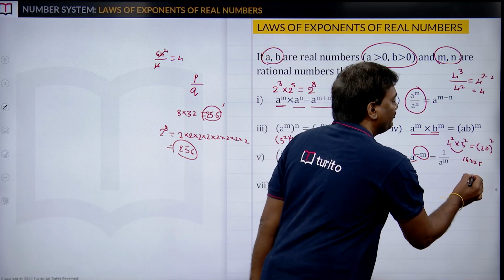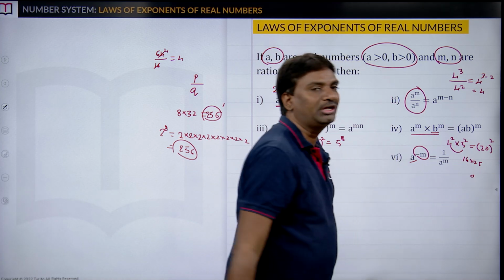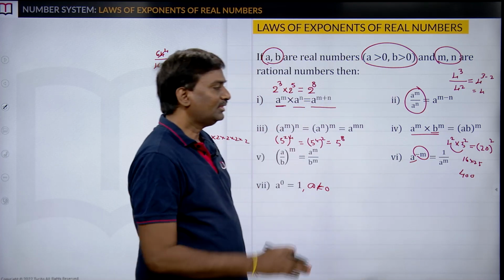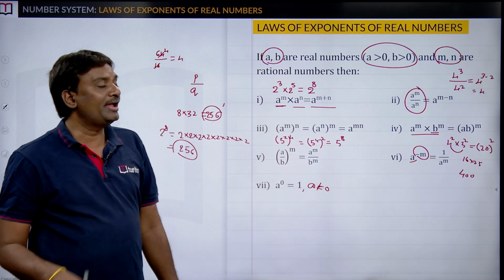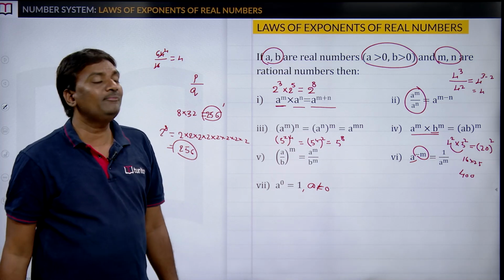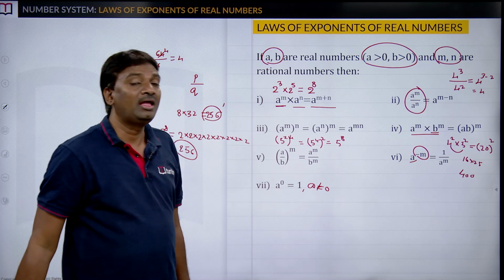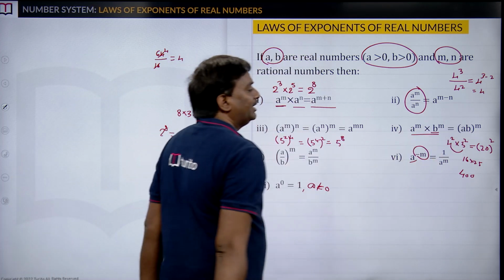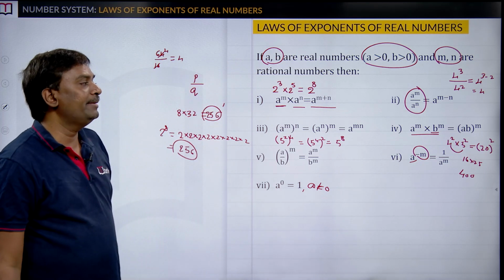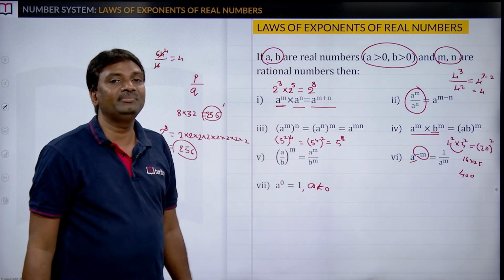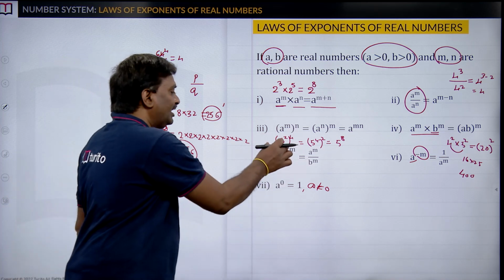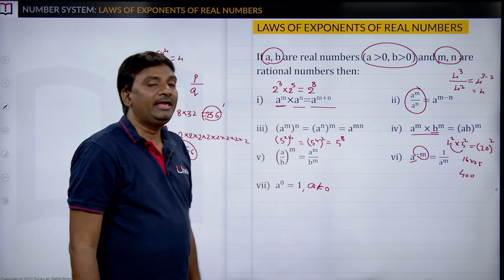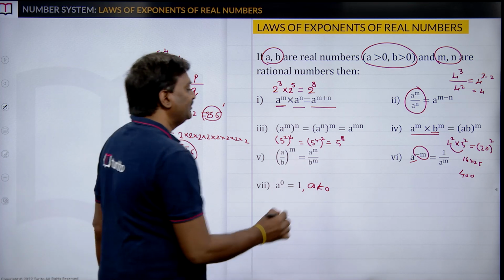Multiply: 16 fives are 80, 16 twos are 32, plus 8 gives 40, so 400. If you take the RHS, 20 squared is also 20 into 20, which is 400. So that's why, when the powers are the same and the bases are different, we can apply this property: a power m into b power m equals (a into b) power m. Next, the fifth one: (a by b) power m equals a power m by b power m.